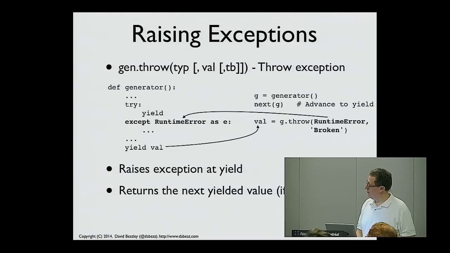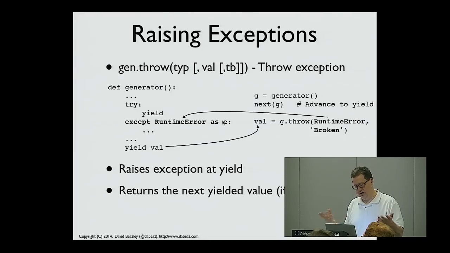You can also throw an exception at the yield statement. So if you have a generator here and you say, okay, go run to the yield, if you do this throw operation, it will result in an exception popping out of the yield statement. And then that code can respond to it in some way.